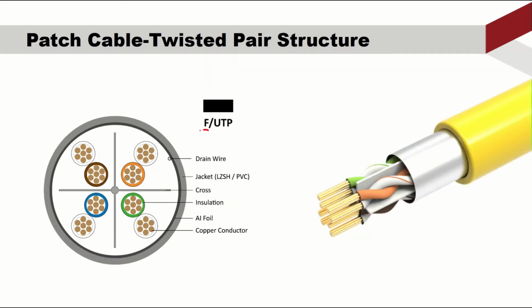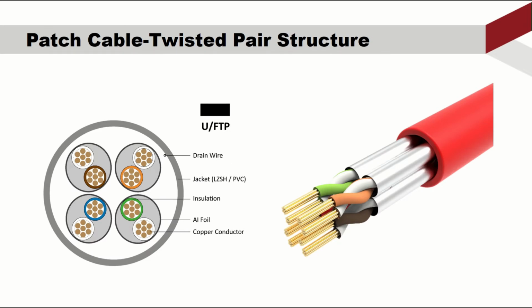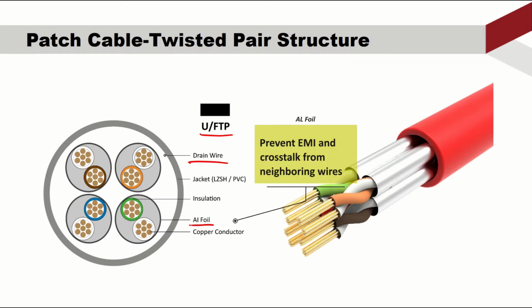The F means the foil. There will be a foil outside the 4 pairs of twisted pair. And also we will need a drain wire to do the grounding. And the jacket options LSZH and PVC are all available. Next will be the unshielded foil twisted pair. We also have a drain wire for this one, and the foil is over every single twisted pair. So there will be 4 foils for this one.